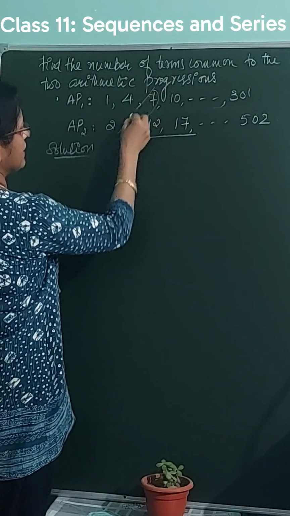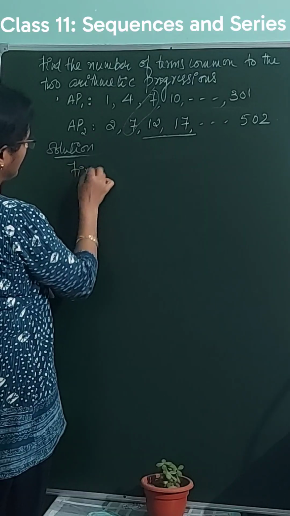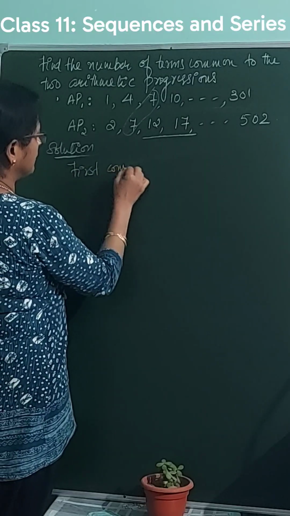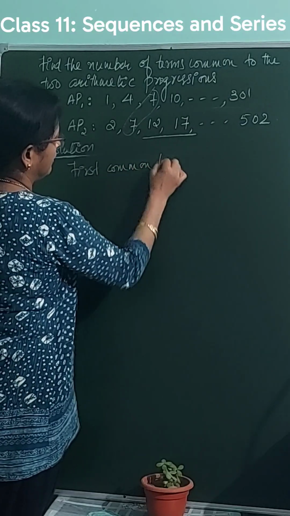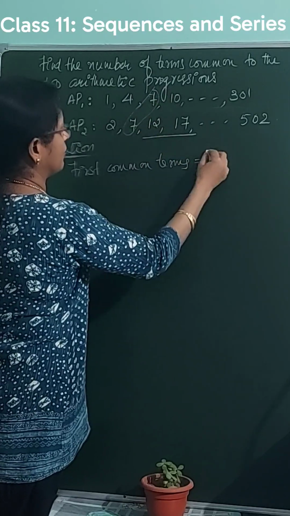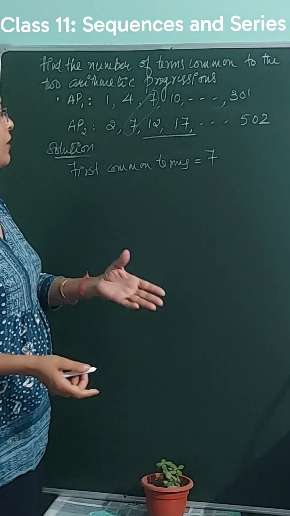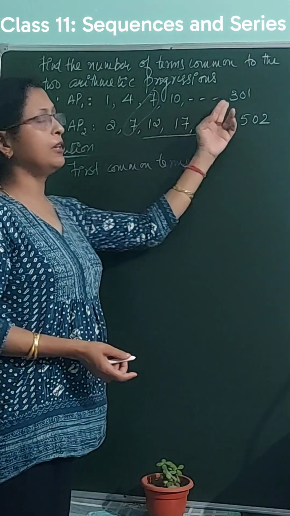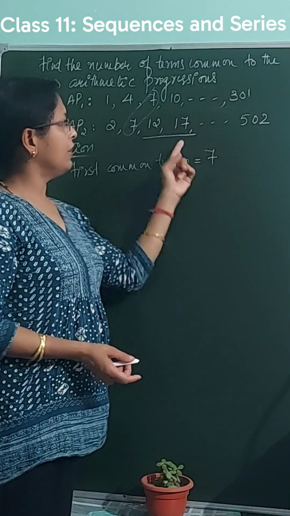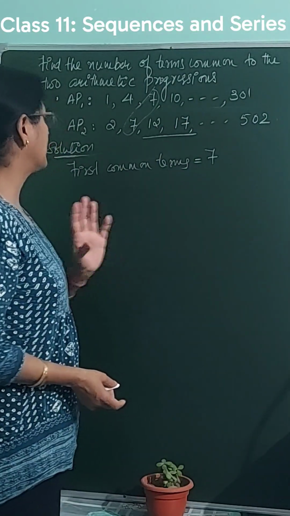By observation we can see that the first common term is 7. So the first term will be the first common term of both the APs. We will get it by observing only. Now to find the next common term, one method I have already told you: write the AP, continue the AP, and then by observing find out the second one, which is a difficult task.